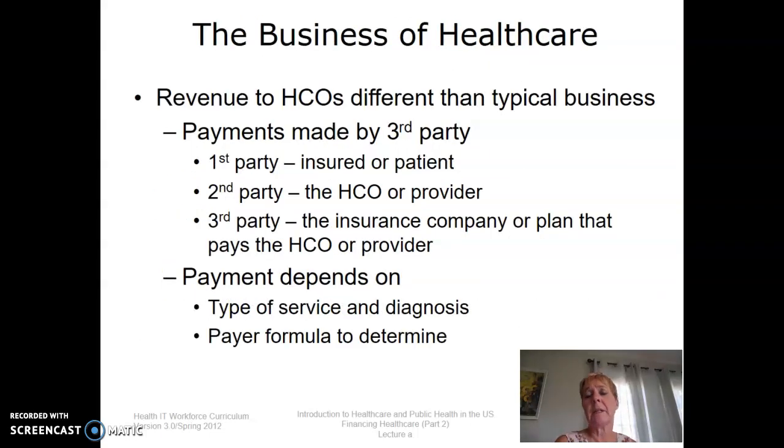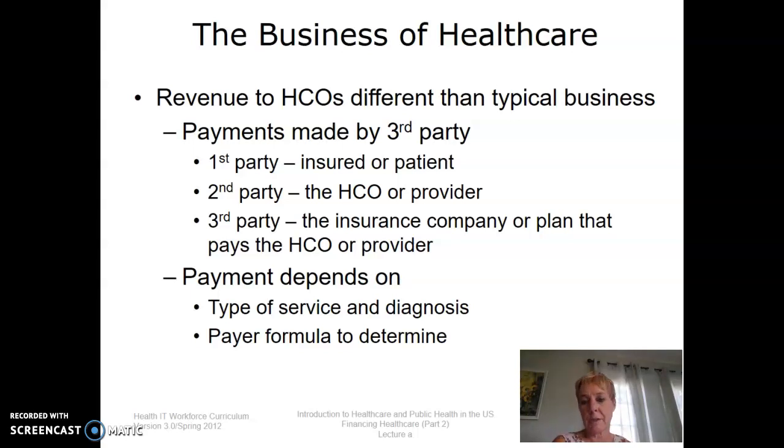Okay, revenue to healthcare organizations is different than typical revenue that goes into a normal business. What makes a difference is those payments come in through a third party, which is whoever processed that claim on behalf of someone else. So in this, the first party is us, the insured, the patient. The second party is the healthcare organization or your provider. Could be a hospital or doctor's office. The third party then is that insurance company or plan that paid that healthcare organization or your provider. So it makes it a little bit different, okay?